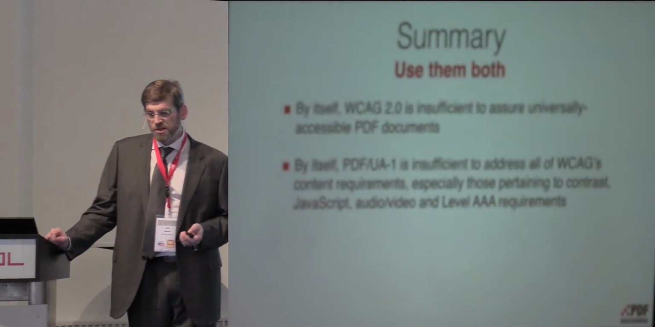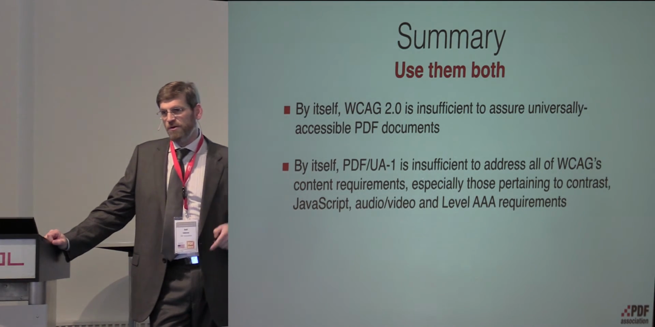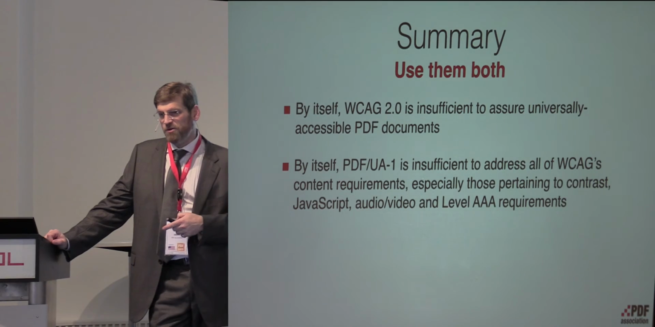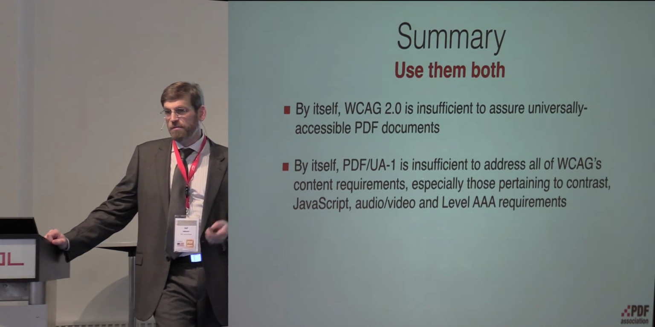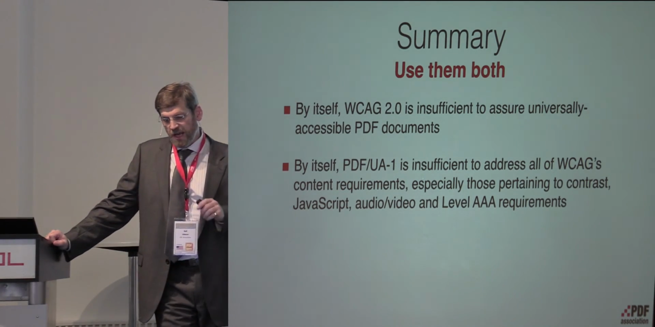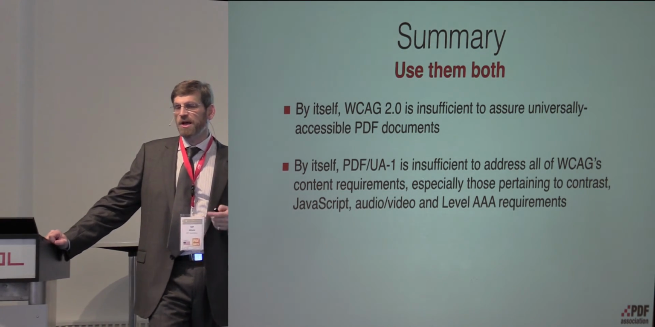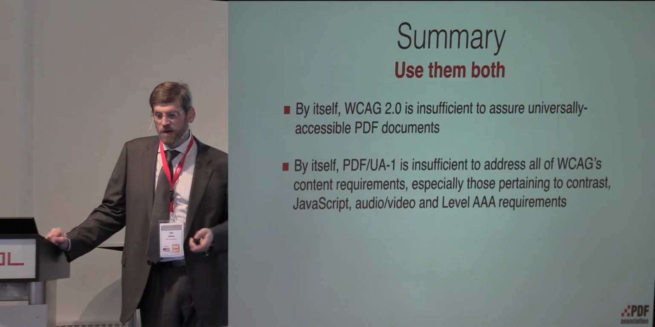PDF/UA-1 is insufficient to address all of WCAG's content requirements. So it's rather important to know that if your regulatory requirement is for WCAG 2.0, and it doesn't mention PDF/UA, you're going to need to meet WCAG when you're doing a PDF document. For example, WCAG 2.0 provides for a very specific contrast requirement. That contrast requirement doesn't exist in PDF/UA.